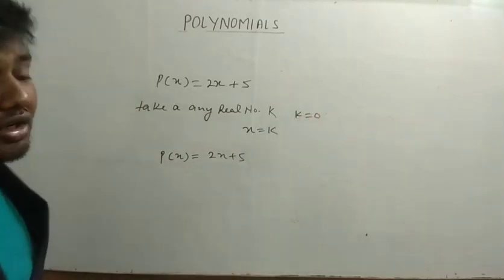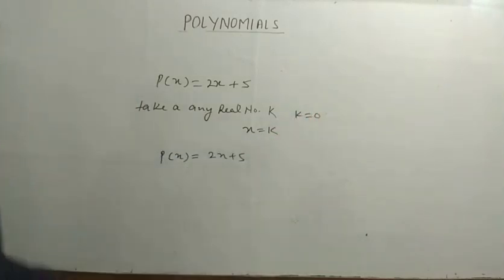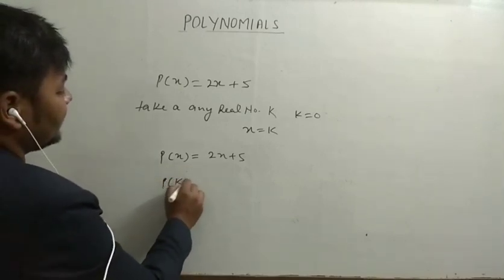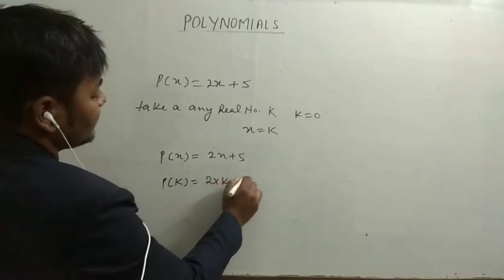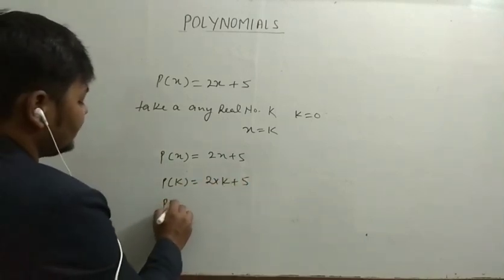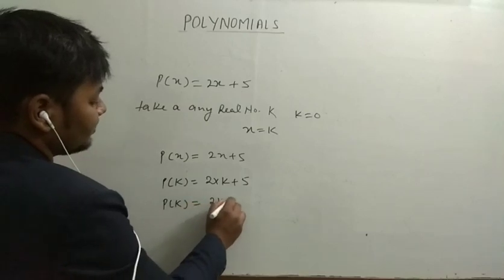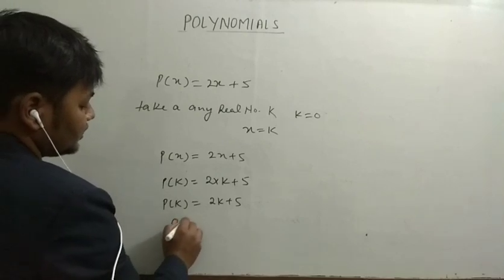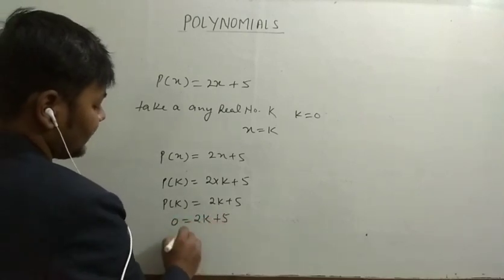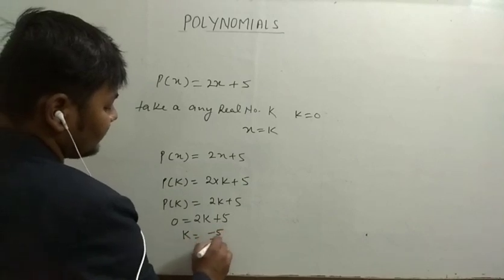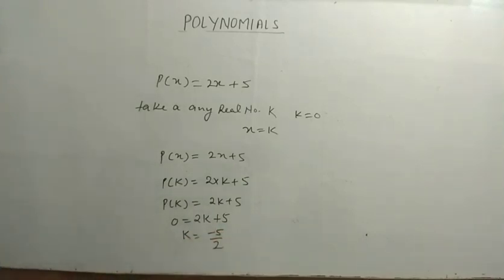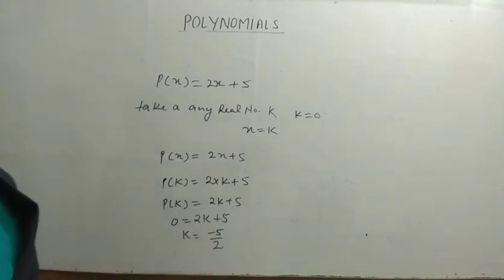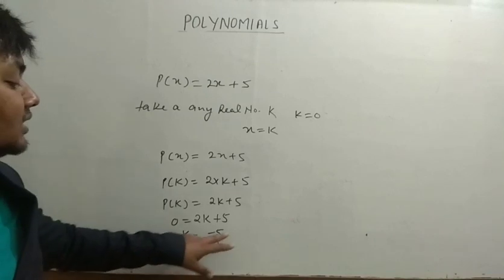If it is a zero of the polynomial, it should satisfy the condition. So p(k) is equal to 2 into k plus 5. When you put the value 0, this will be 0. So 0 is equal to 2k plus 5. Then k is equal to what? You will get minus 5 upon 2. So this is the zero of the polynomial, k is equal to minus 5 upon 2.